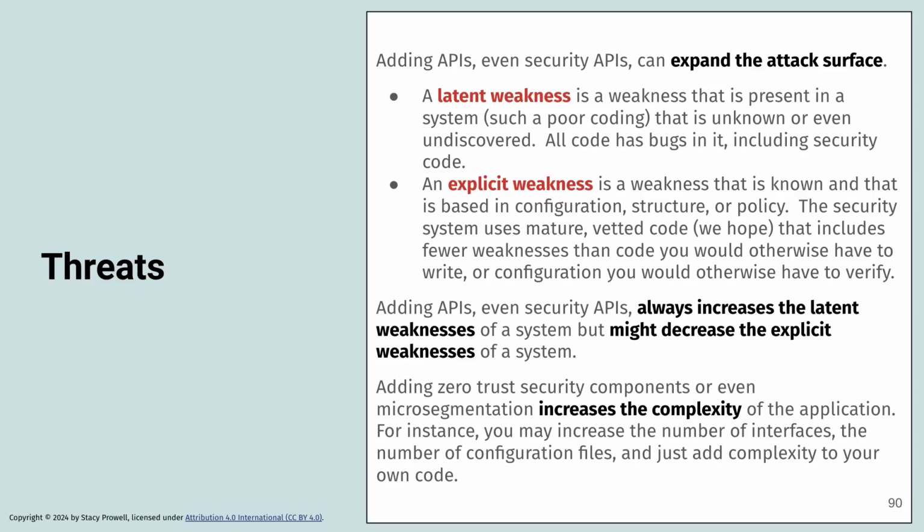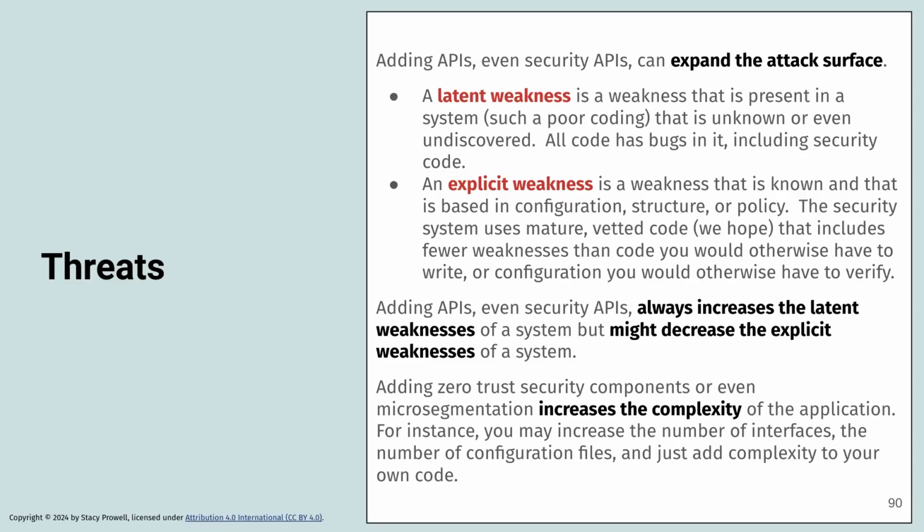Okay? The punchline to this is adding stuff always increases the latent weaknesses, but might, we hope, decrease the explicit weaknesses. And that's important. We saw that, right? 0 days account for a vanishingly small and shrinking percentage of all attacks. Most of them are targeting stuff that people know about because that's easier and people don't patch stuff fast. So we may increase the latent weaknesses by adding this stuff. All right, we accept that. We accept that as the cost for decreasing the explicit weaknesses.